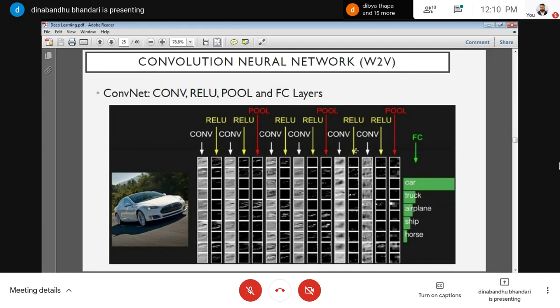There are 6 convolution layers here and 3 pooling layers. Nowadays, we may have more than 500 convolution layers. After 500 convolution layers, finally these activation maps will be very small, maybe 16 by 16, so only 64 will be there, and then we attach a fully connected layer to identify different objects.